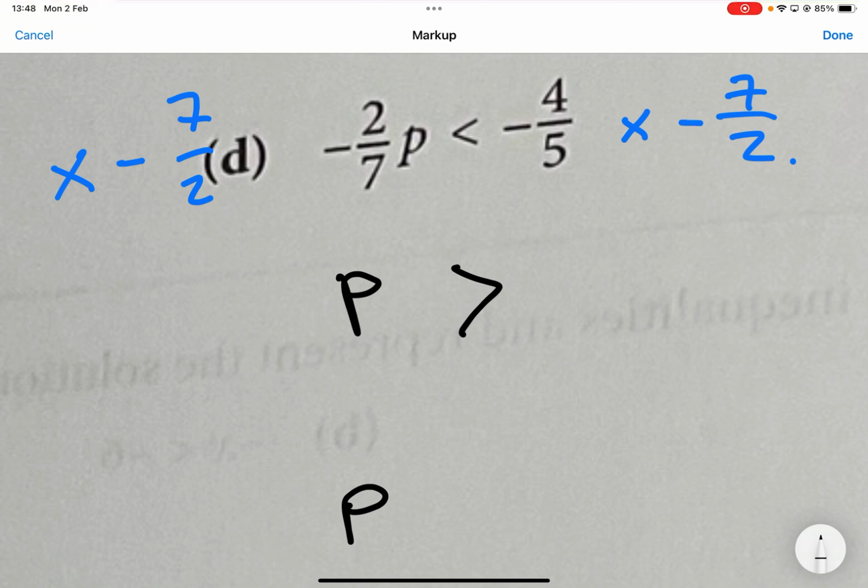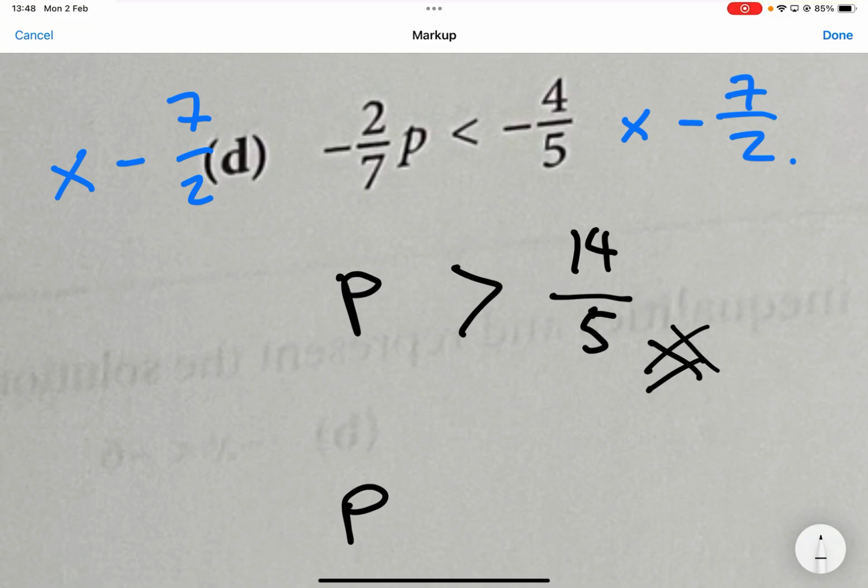So negative times negative, positive. 4 and 2 I can cancel away. This one become 1. This one become 2. So 2 times 7, 14. 5 times 1, 5. The number itself, you also can key in this times this into your calculator. Your calculator will tell you 14 over 5. So the important thing is you need to know that when you are multiplying a negative number, you need to change sign. Then this is your answer already.